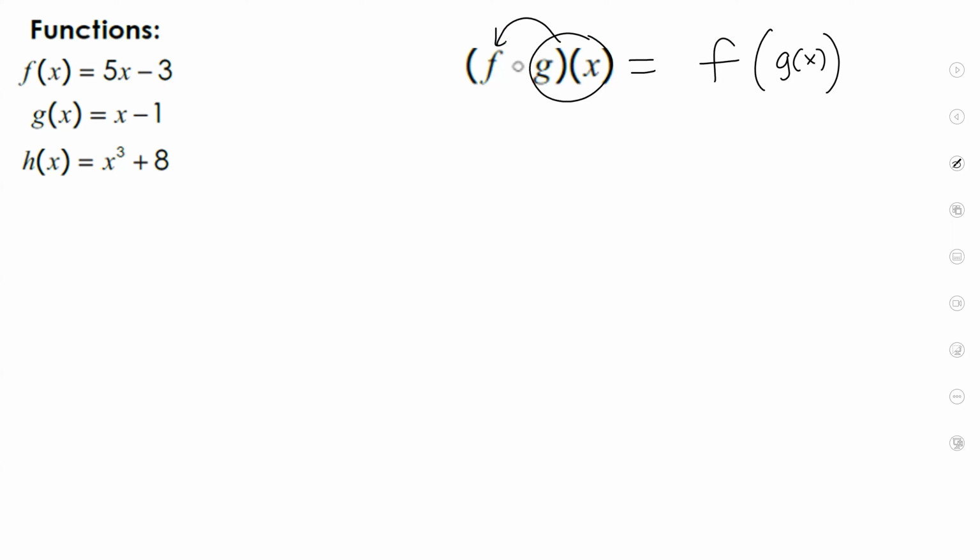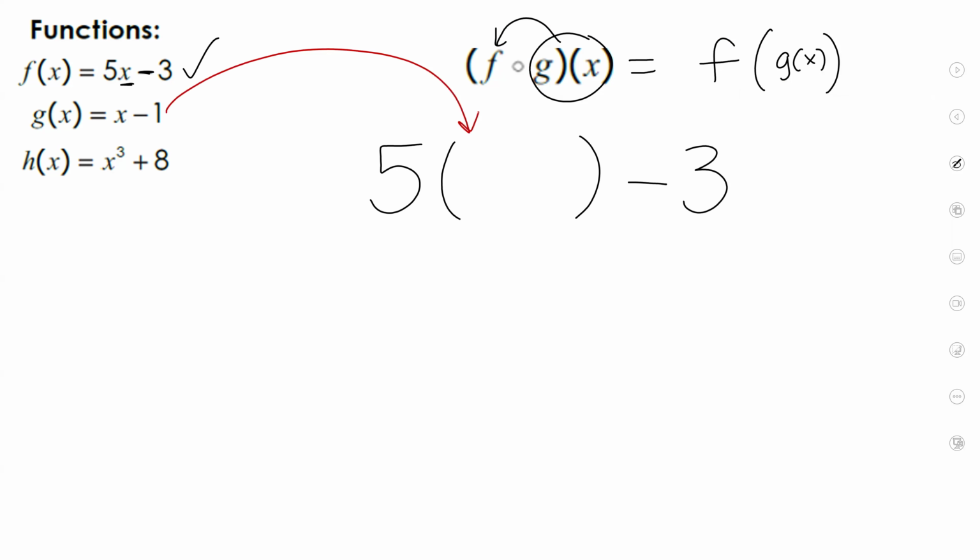So guys, go ahead and write f nice and big. We have a 5. Instead of an x, please put parentheses where the x would go. Then copy down the minus sign and the 3. Wherever you see an x, just put parentheses there. Now, I am going to put g inside of f. So I'm going to put an x minus 1 in here. This is how you do a composition. You put a function inside of another function.